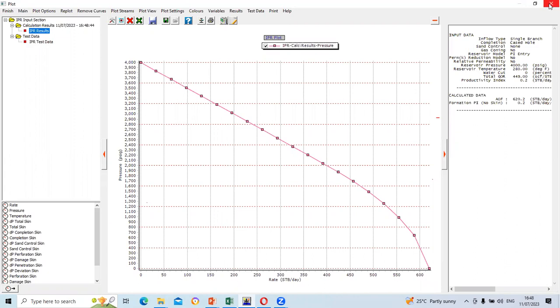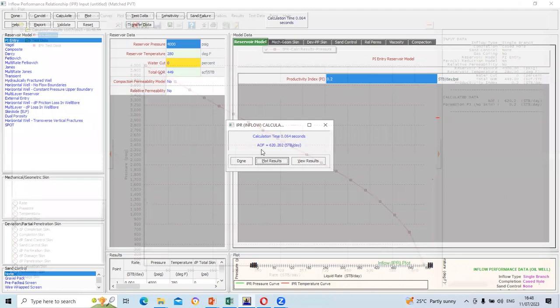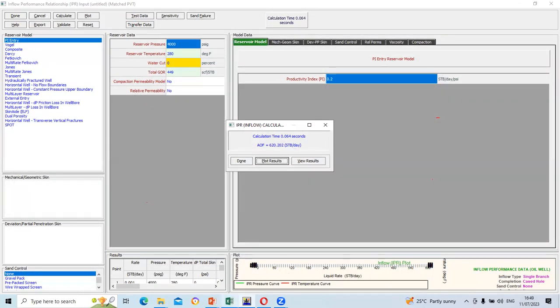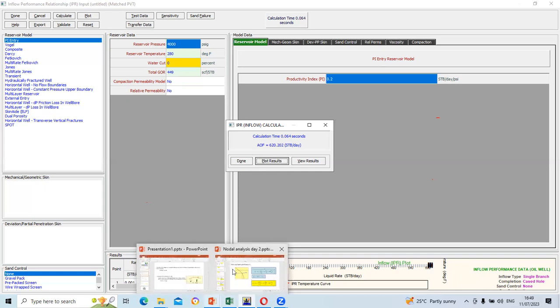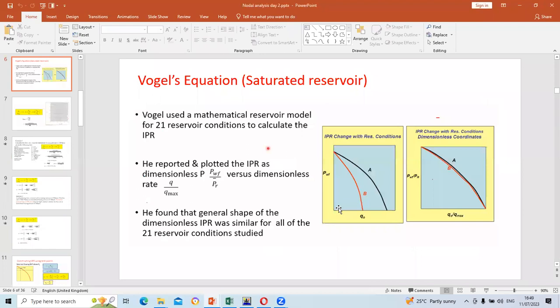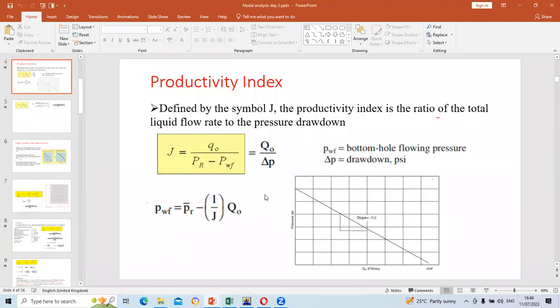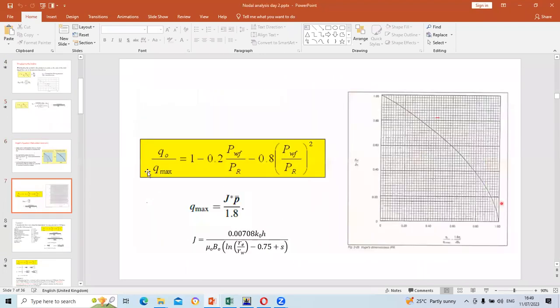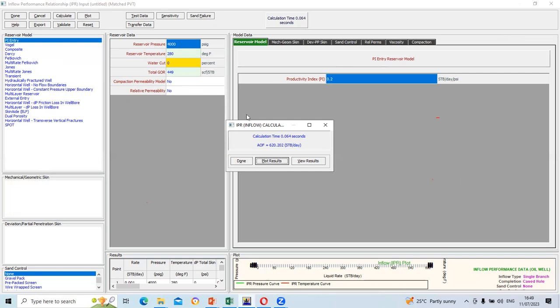So this is the absolute open flow, the maximum flow rate at zero bottom hole flowing pressure. That is not realistic, because there's no way it can actually reach that level. This absolute open flow is actually the q max that has been used in this particular Vogel equation.